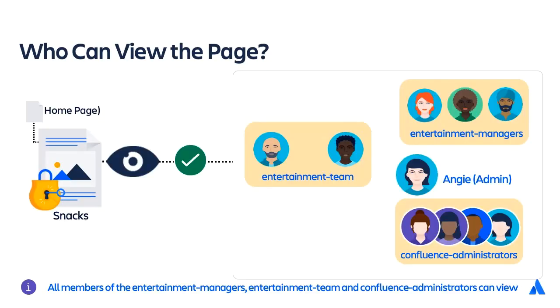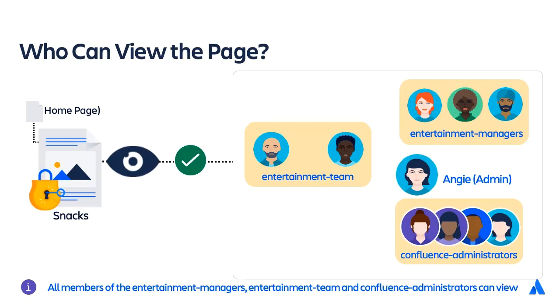Let's look at how the global and space permissions work together with page restrictions. Here again, we have the snacks page in the entertainment space. Tori and Arjun have restricted the page so only they can edit it. There are no view restrictions applied to the snacks page, and it doesn't inherit any restrictions from the home page. So at this point, who can view the page?